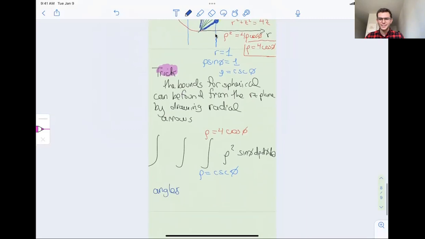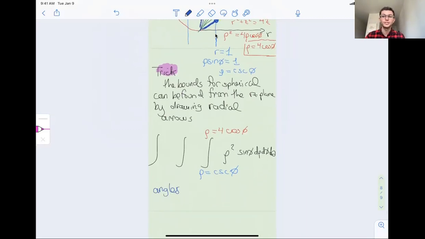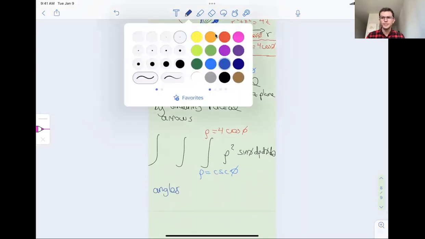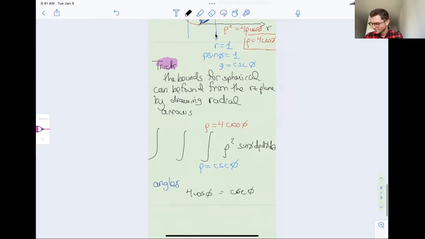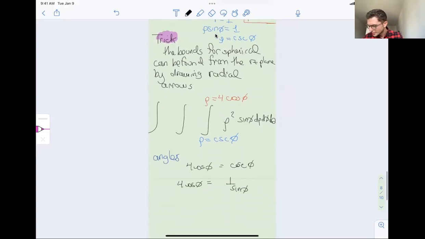So where is the intersection? The intersection is when both equations are the same. Both equations are the ones we just found, right? It's where 4 cosine of phi equals cosecant of phi. And you say, well, what is that? It's 4 cosine of phi equals 1 over sine of phi. So 4 cosine of phi sine of phi equals 1.